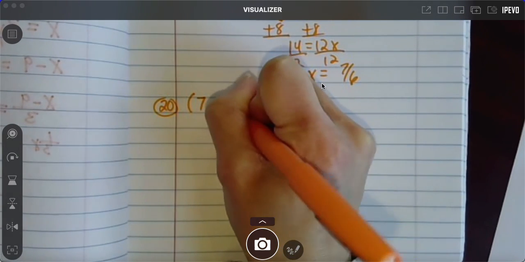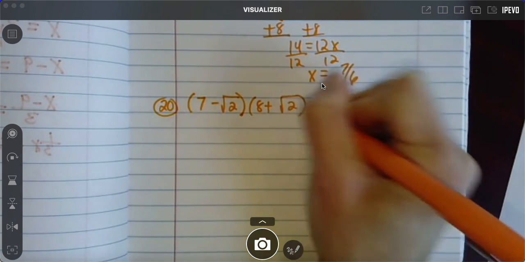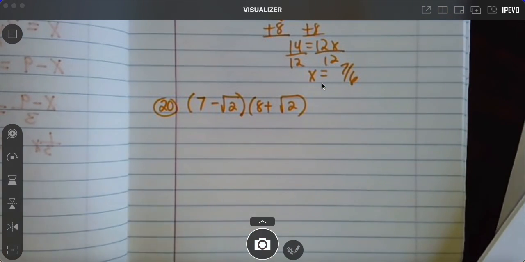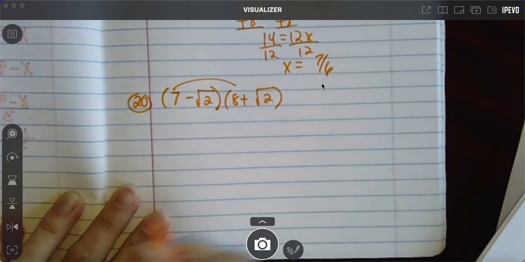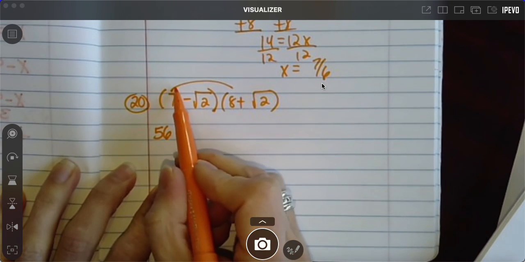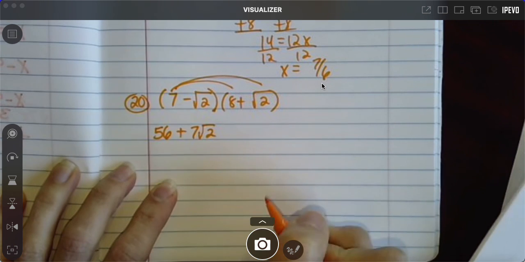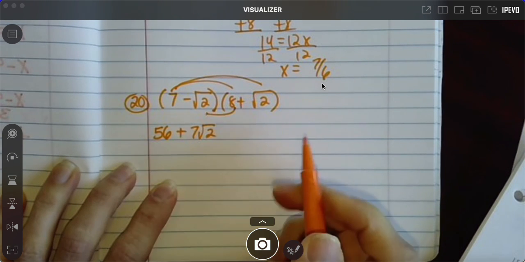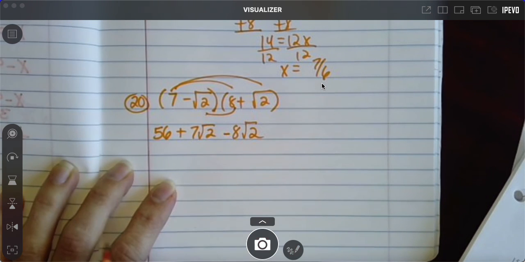7 minus the square root of 2, times 8 plus square root of 2. It's just FOIL, and you have a square root. So what's 7 times 8? 56. What's 7 times the square root of 2? 7 square root of 2. What's 8 times a negative square root of 2? It's -8 square root of 2.